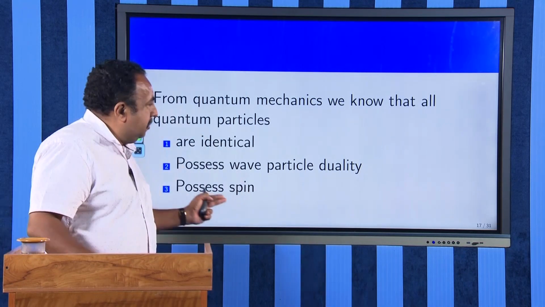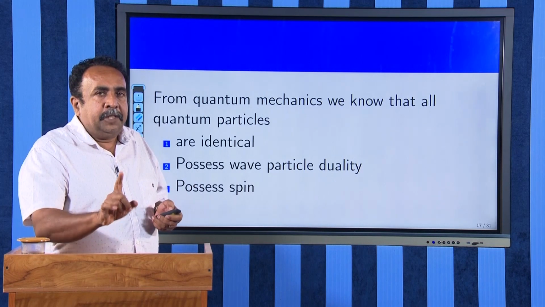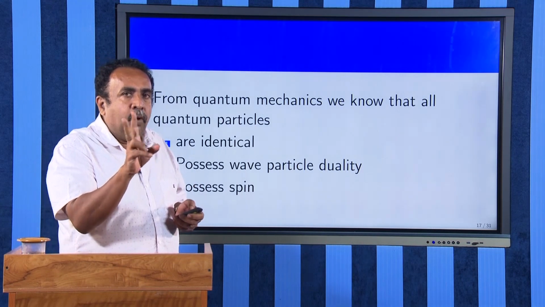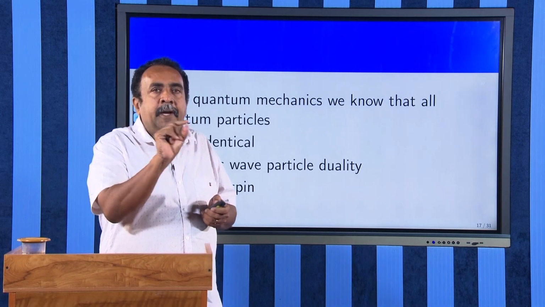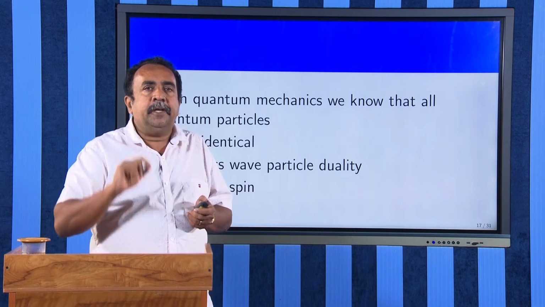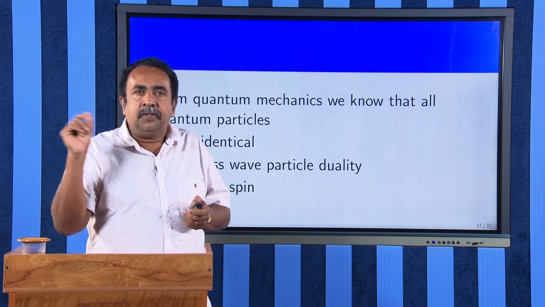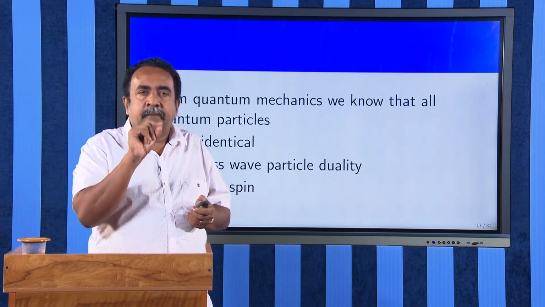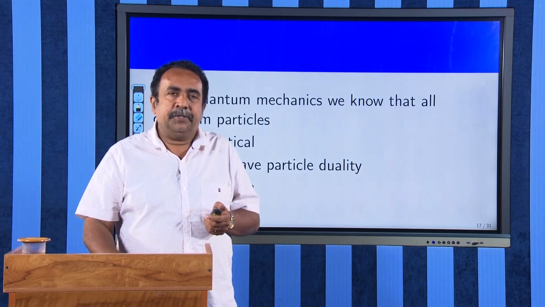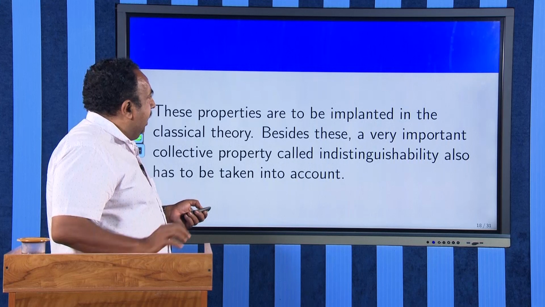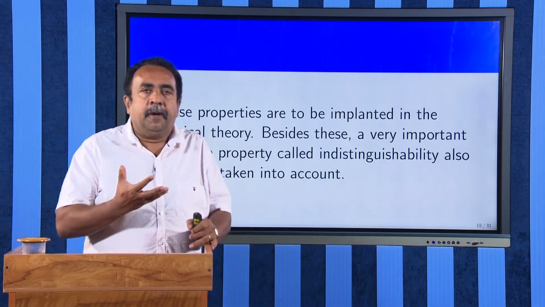And finally, the last point is, they possess spin also. I told you that all these particles are classified into two types depending upon the spin. The particles having 0, 1, 2, 3 spin are called bosons. Particles having odd half integer values, that is 1/2, 3/2, etc., we call them fermions. And these properties are responsible for the quantum property.